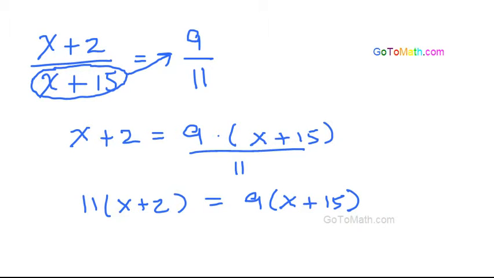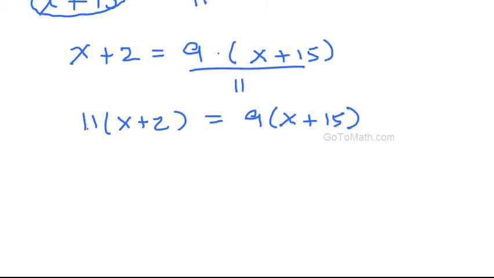Okay, I think we're getting somewhere now. We'll go ahead and distribute this 11 across. We have 11x plus 22 is equal to 9x plus, and 9 times 15 is, see, 90 and 45, 135. Yeah, 135. Okay.